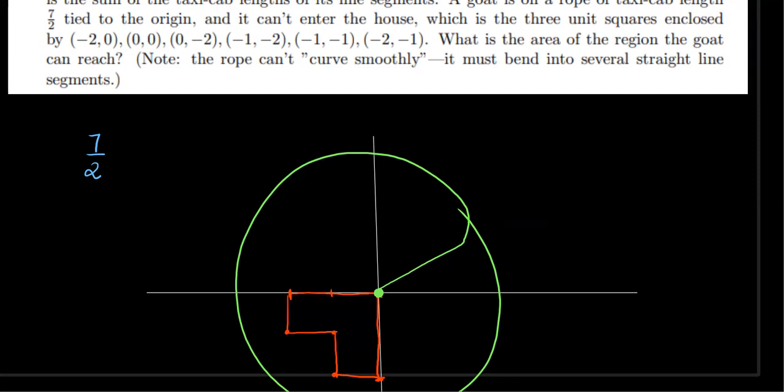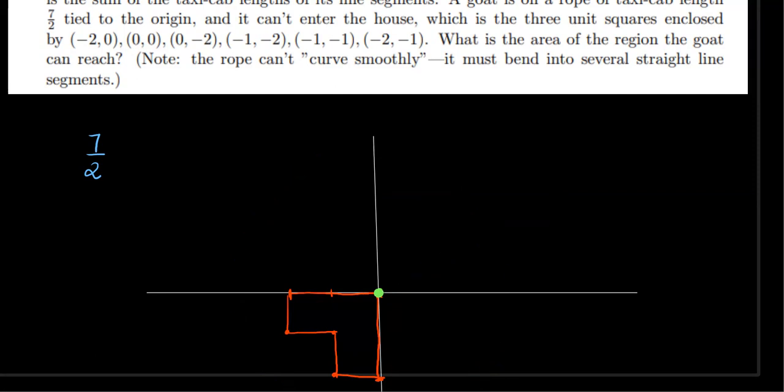It must bend into several straight line segments, right? So it is not like a simple question where the goat is tied at the center, or you can say the origin. The length of the rope is 7 by 2 and it is moving. In that case, it would be covering a circle of radius 7 by 2. But this is not the question. What they are saying is that the rope is not moving in such a way. In fact, it must bend into several straight line segments.